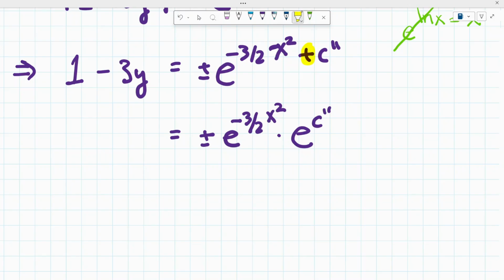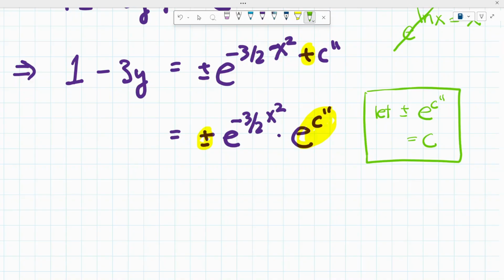And like we did before, we're going to take this plus or minus e to the c double prime and say let it equal c. Because a constant is just a constant, it doesn't matter what constant it is, and all this does is make our equation look cleaner. So on our right-hand side, we now have c e to the negative 3 over 2 x squared, and on our left-hand side, we still have 1 minus 3y.